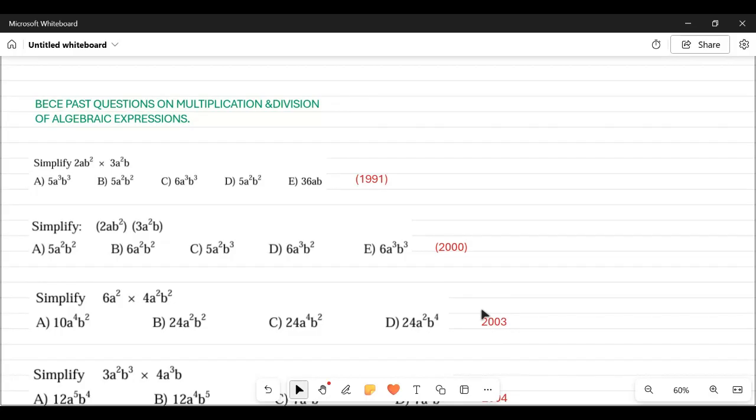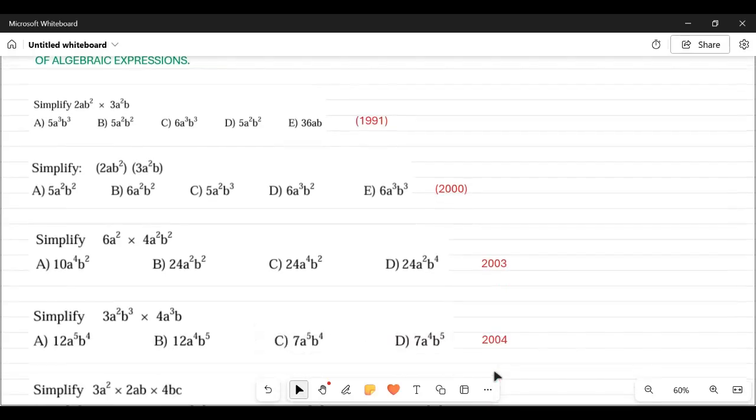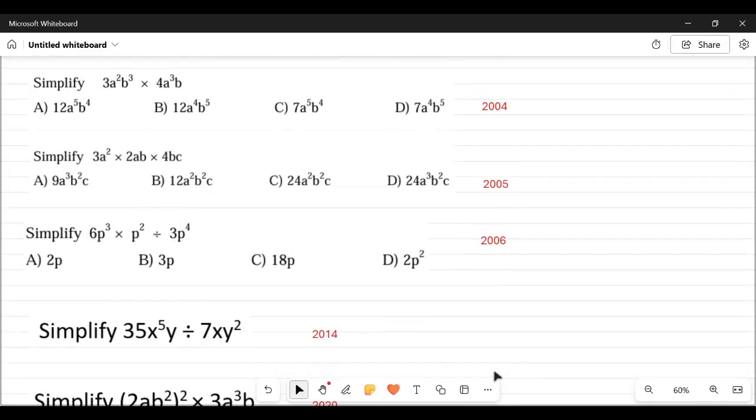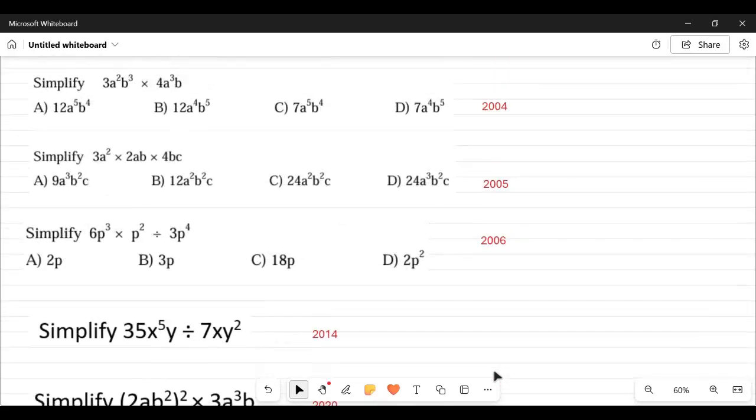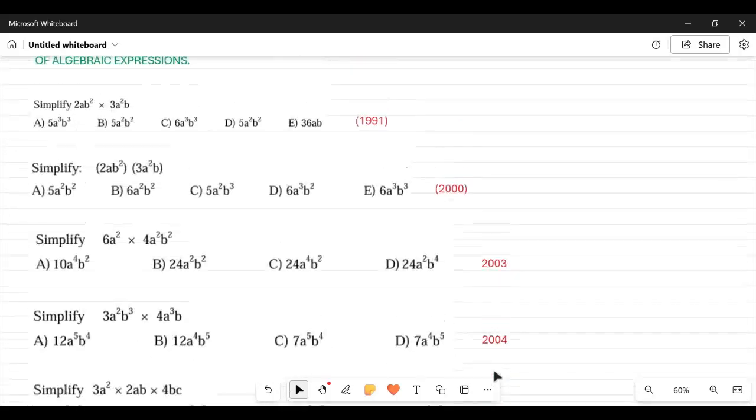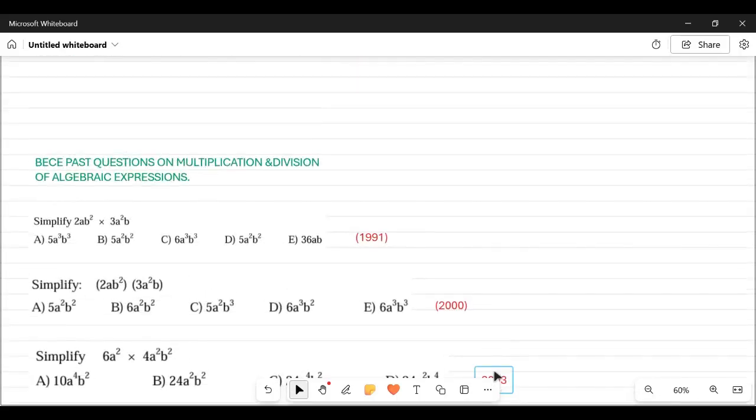Okay, so we have some questions here, as you can see. The years have been indicated: 1991, 2000, 2003, 2004, 2005, 2006, 2014, 2020. In fact, there are other ones that, because of time, I couldn't add. So let's go through the scope of these questions, how to answer these particular questions.